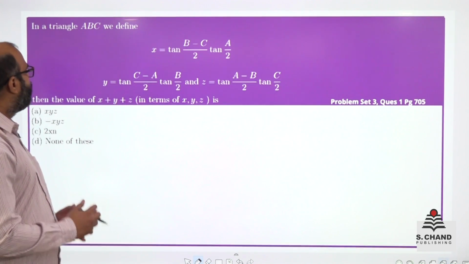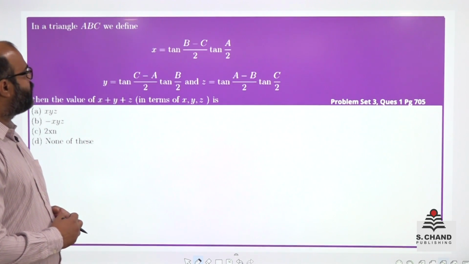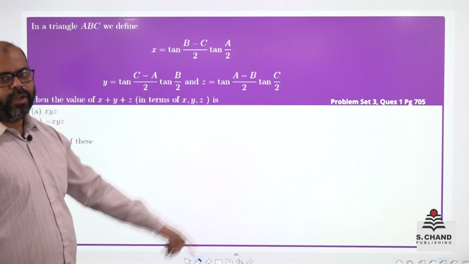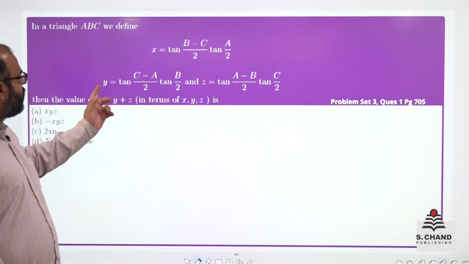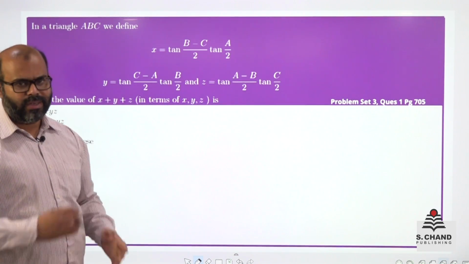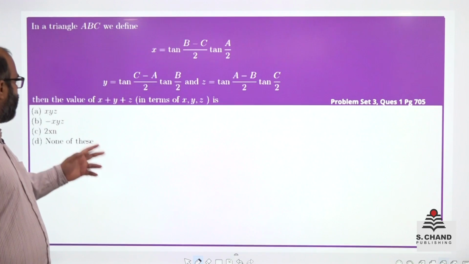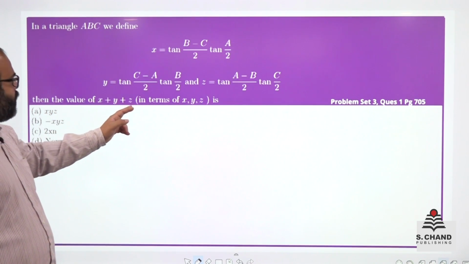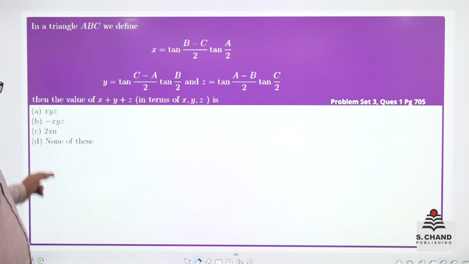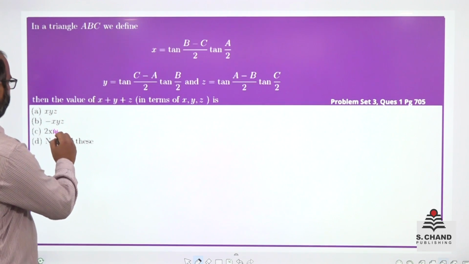Yeah, we have another question. In a triangle ABC, we define x is equal to tan of b minus c by 2 into tan a by 2. Similarly, y is also given, as you can see here, and z is also given. It is a cyclic order. Then the value of x plus y plus z in terms of x, y, z is what, of any one of these options. This is 2xyz.